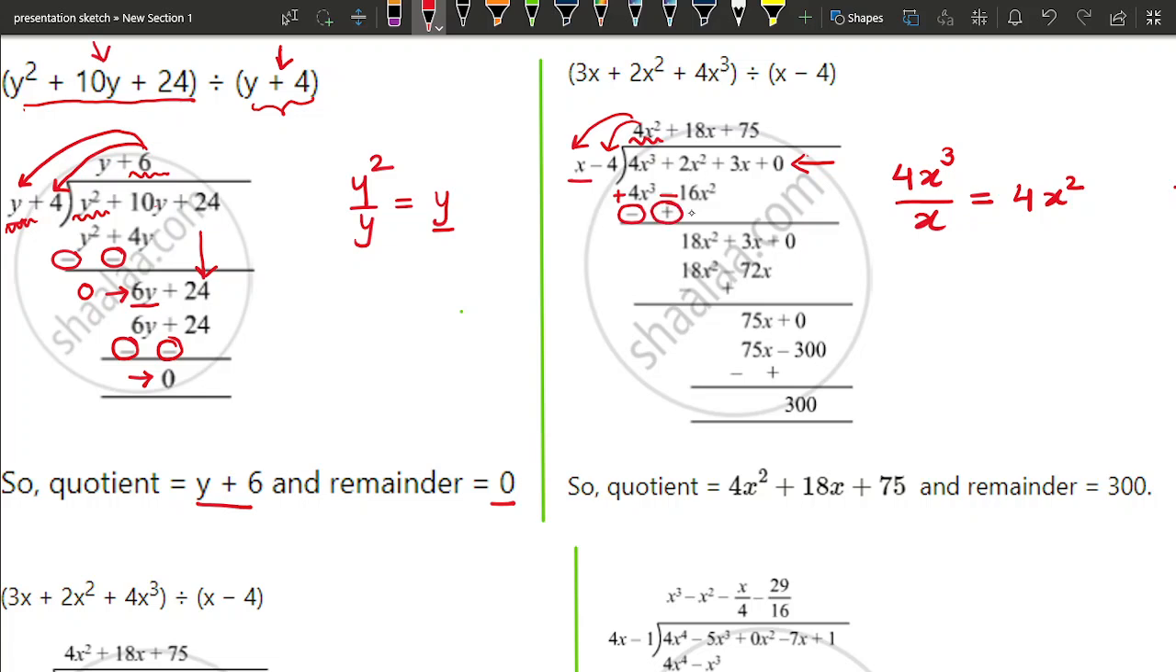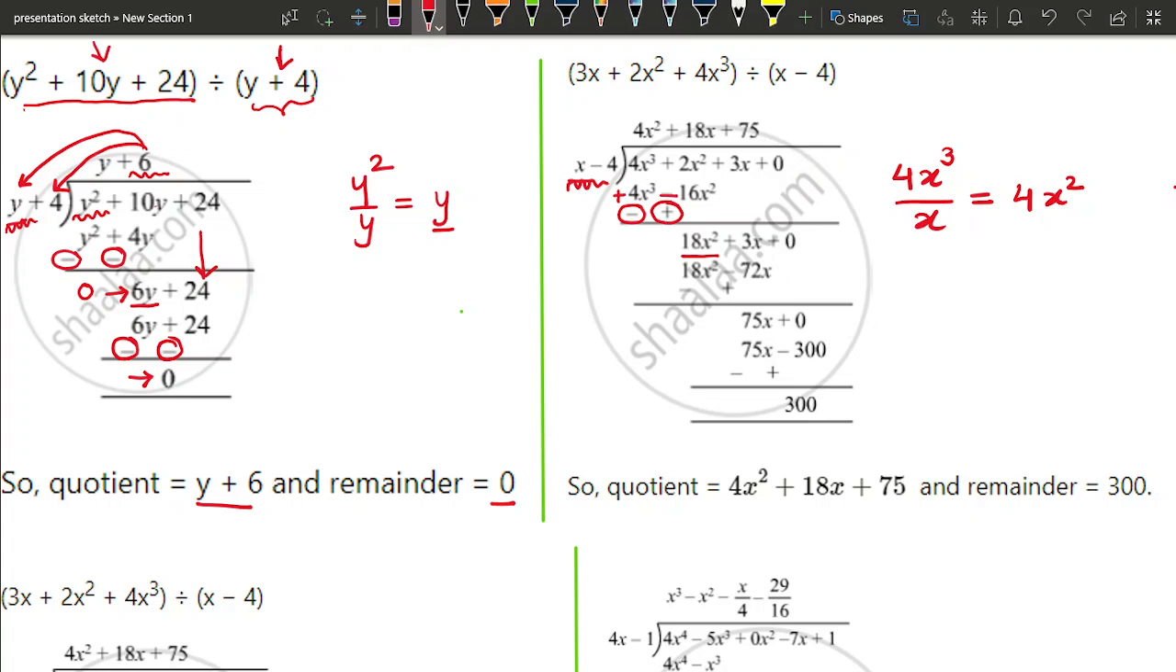So I have 2x square plus 16x square. So addition will take place. So I am getting 18x square, right? Then the next step is what? Again divide the first term of the dividend by the first term of the divisor. Then after that the same sequence is repeated again and again. There is no other sequence.